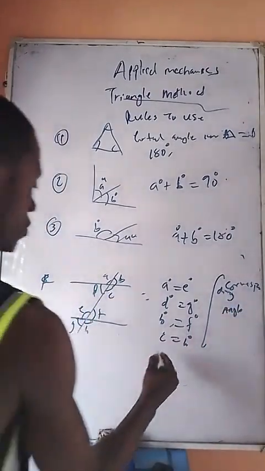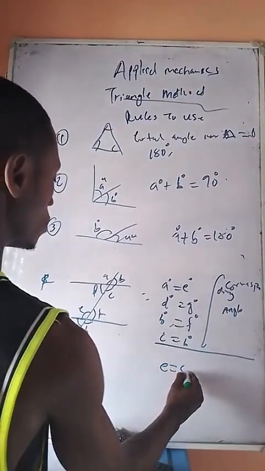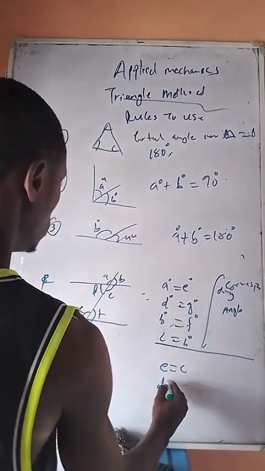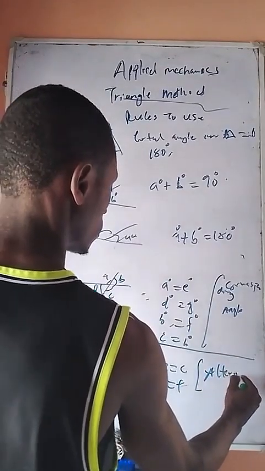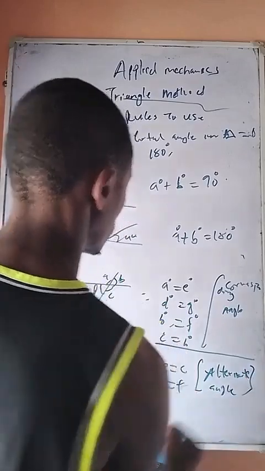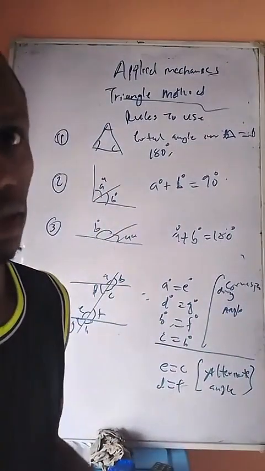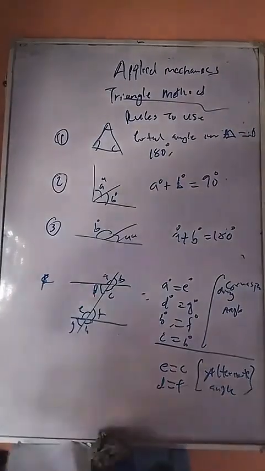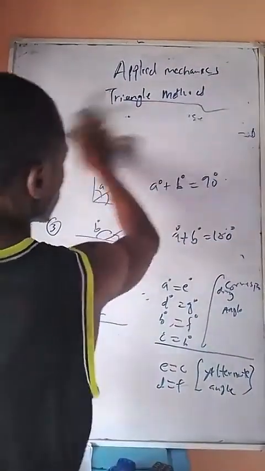Then we also see that angle E is equal to angle C and angle D is equal to angle F. We call this alternate angles. So basically, this is what it entails. Easy, right? Okay.